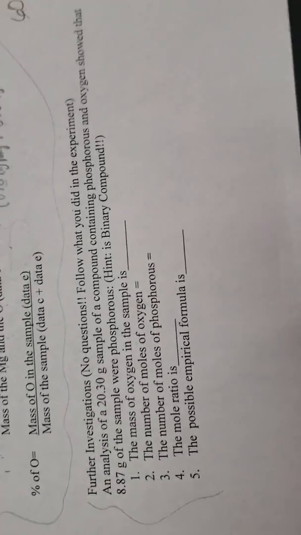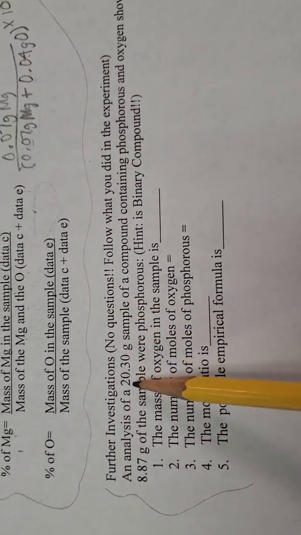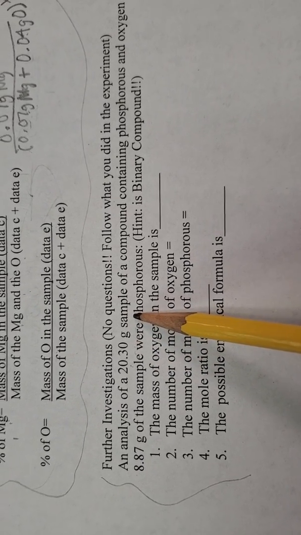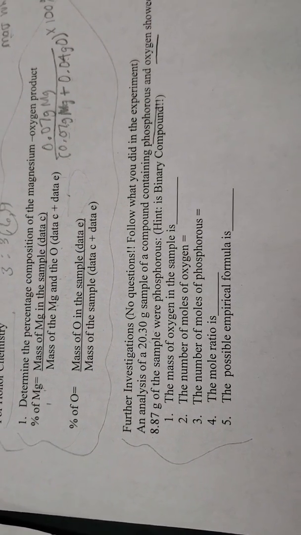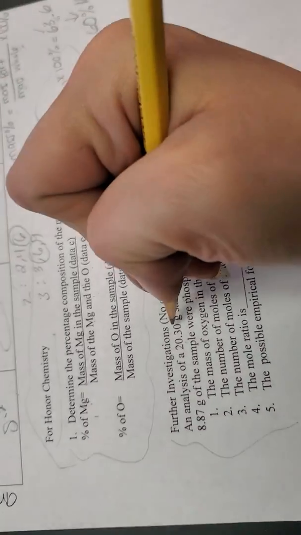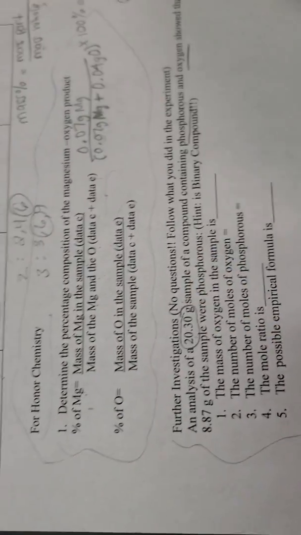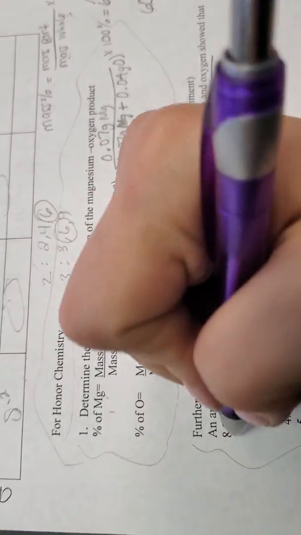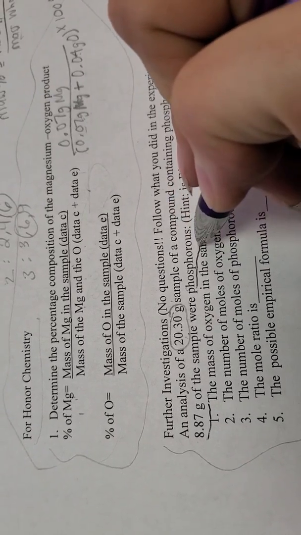All right, down here, the very last part of the lab. So this is basically giving you the same exact thing that we did in the beginning of lab, except now I'm giving you new numbers. So here we can see 20.30 grams of a sample. And this is a sample containing not magnesium, but phosphorus and oxygen. All right, well, in this case, it's telling me that this entire sample, all of the phosphorus and all of the oxygen, weighs 20.30 grams. And it's also telling me that 8.87 of that is just the phosphorus.